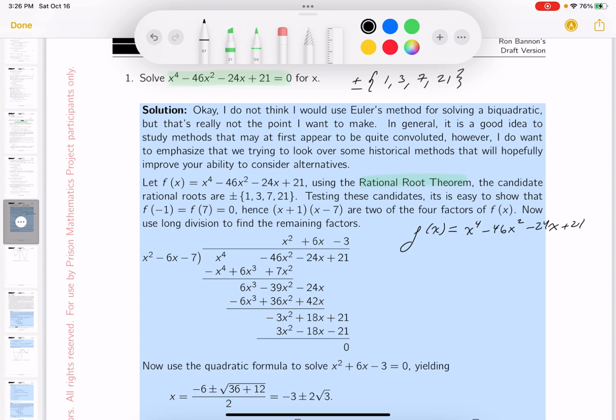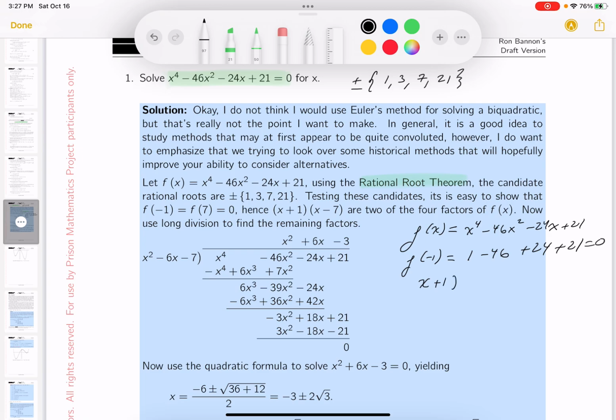So I'm going to try now. Again, like you say, it's very thuggish. I'm going to try f of minus 1. What do you get there? 1 minus 46 plus 24 plus 21. Well, it looks like that works pretty good. So 24 and 21 is 45. 45 plus 1 is 46. This does equal 0. So now I know there's a factor. Let me put that down. So I know there's a factor, and I said it would be x plus 1, right?